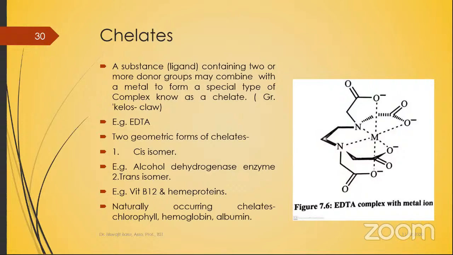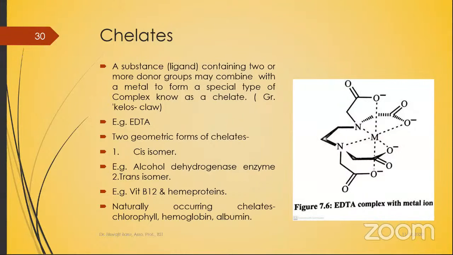Example, EDTA. Two geometric forms of chelate are available. One is the cis isomer and the other is the trans isomer. Example, the alcohol dehydrogenase enzyme is a cis isomer. Okay. And for the trans isomer, examples are vitamin B12 or hemoproteins. So chelates are naturally occurring, for example chlorophyll, hemoglobin or albumin.